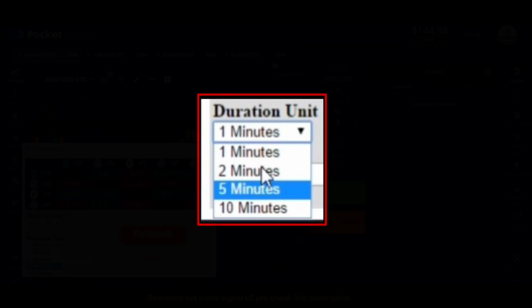The C3 cross signal bot has a time frame that you can use in trading this time. Here I use a 5-minute time frame.